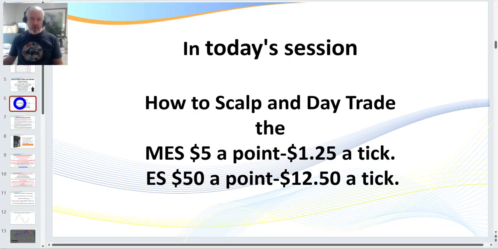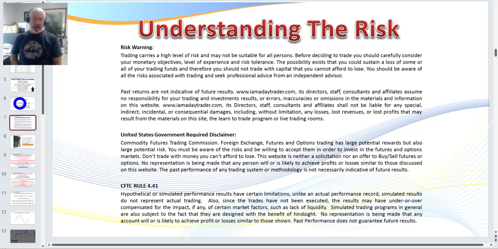Now today we're going to be focusing on the ES, that is, the live trades were taken on the ES. If you don't have the account size requirement to trade the big contract, you can start by trading the micro. The difference is $5 a point, 10% of the value of the big contract, which is $50 a point or $12.50 a tick.